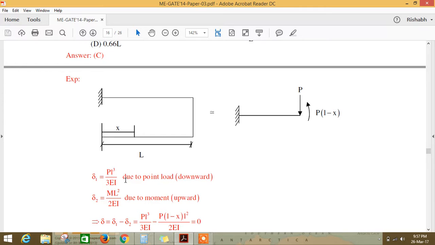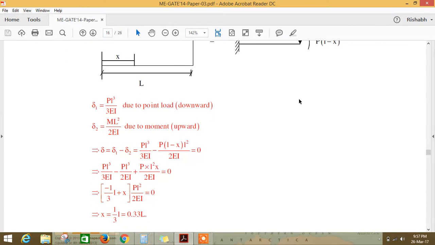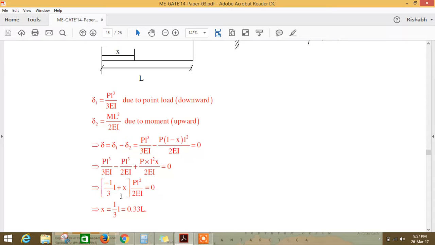You don't have that much time, so you can use these formulas directly. This is not a subjective paper, this is an objective paper. GATE is an objective paper, so you have to be very quick. So delta 1 should be equal to delta 2, so that the deflection will be 0 at point A. By substituting and doing the simple calculation, you will get x equals 1 by 3 L.